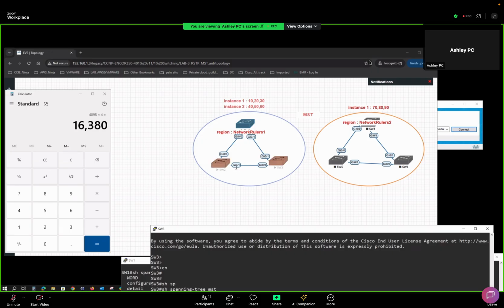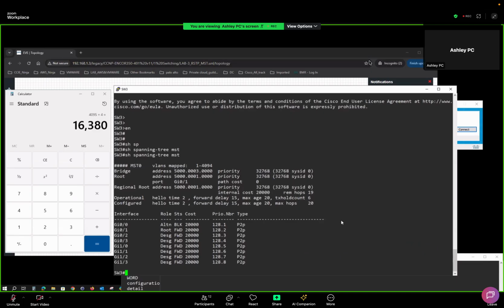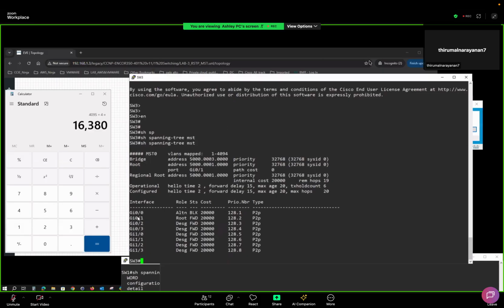For another VLAN, it may not be 8, it could be 4. The other side will be 8. Yes or no? So altogether, when you calculate 4, 4, 4, your calculation is coming as 16,380. So altogether, when you calculate for that one, it is going to select gig 0/0 as your alternate port, a block port. Yes or no? And what is the cost?